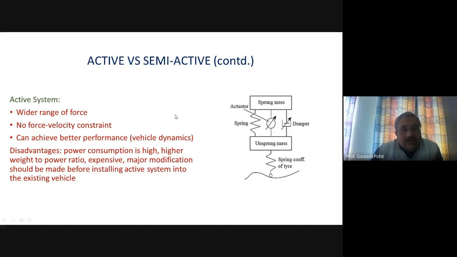A wider range of force, no force velocity constraint, can achieve better performance. Power consumption is very high because there is an actuator here which is being forced, the mechanical force is being given actually. Higher weight to power ratio, expensive, very expensive. Major modifications should be made before installing an active system into the existing vehicle.